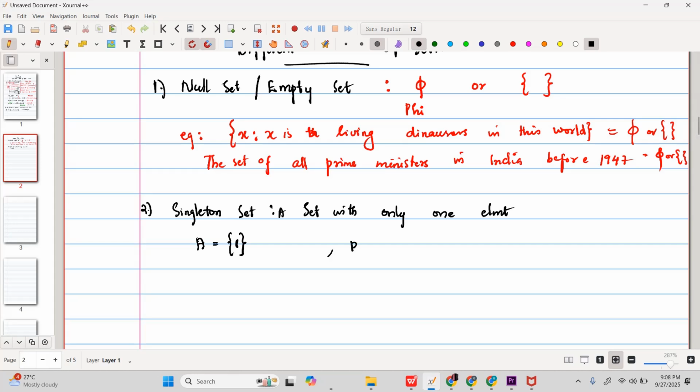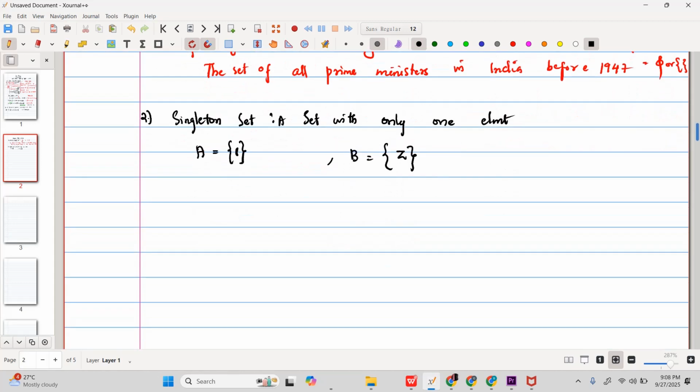Or we can take another set, like Z, the 26th letter in the English alphabet. So these two sets contain only one element, and we can simply say that each is a singleton set. Okay, only a single element, which is a singleton set. Hope you get that point.